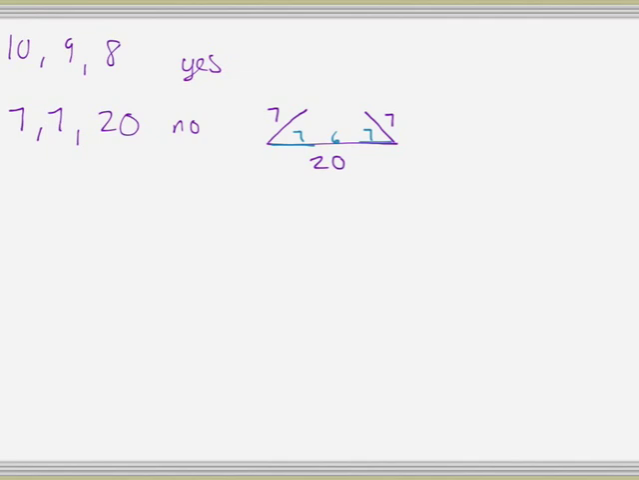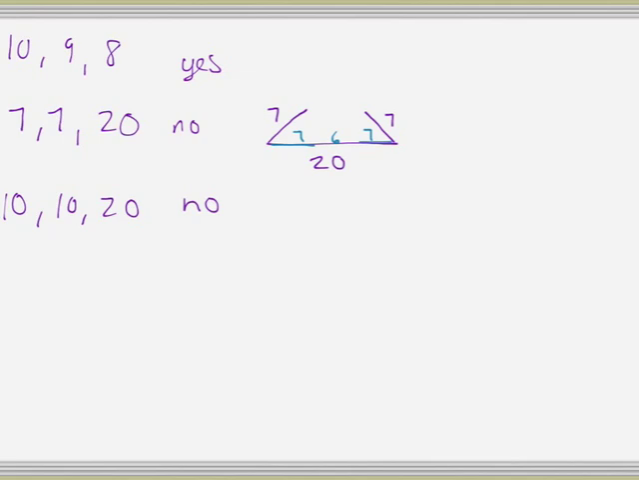So if you had like a 10 and a 10, would that be? So, good question. Let's say I had 10, 10, and 20. Can I make a triangle there? No. Not quite. So why am I writing yes? The inequality theorem is just strictly a greater than. It is not a greater than or equal to.